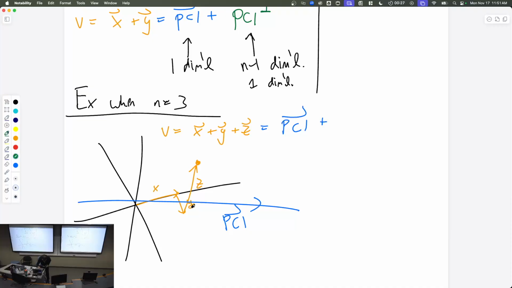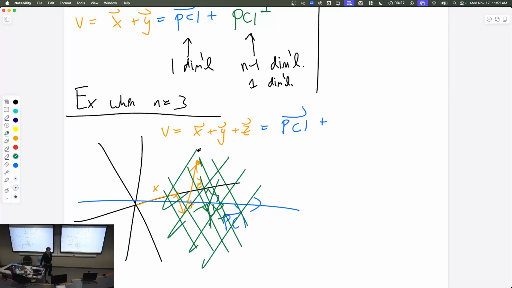I guess I drew it in green before. So now there is a plane. It's all the things that are perpendicular to this vector. So I'm drawing all these perpendicular directions to help you imagine this perpendicular plane. Okay, and it looks like this. Some big plane over here. So then when you take a vector in the perpendicular space to PC1, it's a 2-dimensional vector. It lives in this plane. So this is some vector in PC1 perp. And this is now 2-dimensional in this example because it's a plane, and this thing is 1-dimensional.